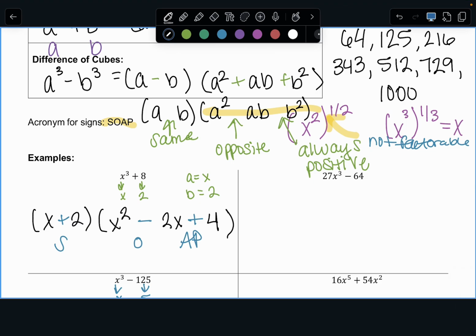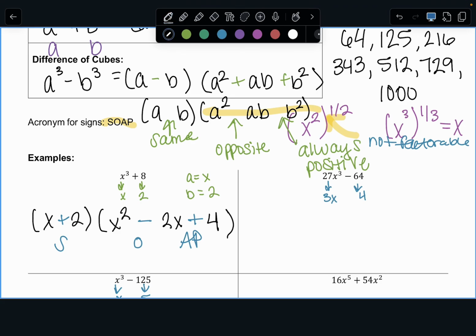27x cubed minus 64. First step, GCF. Do I have one? 9 does not fit into 64. So no GCF. So I go straight into difference of cubes. I know it's cubes because I have an x cubed. What's the cube root of 27x cubed? 3x. What's the cube root of 64? 4.